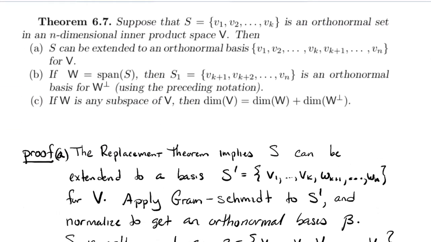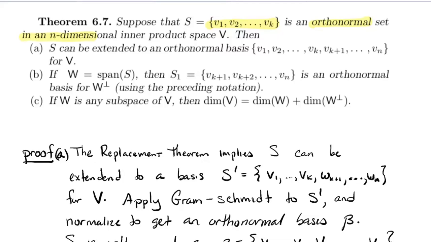Okay. Second and final theorem of this video lecture, ending our work in section 6.2, is this theorem 6.7. It has 3 parts. Each one of these is relatively straightforward to prove, but they're important results. So let's check it out. So let's suppose that we have some k vectors, v1 through vk. They're orthonormal, so they're pairwise orthogonal and have length 1.